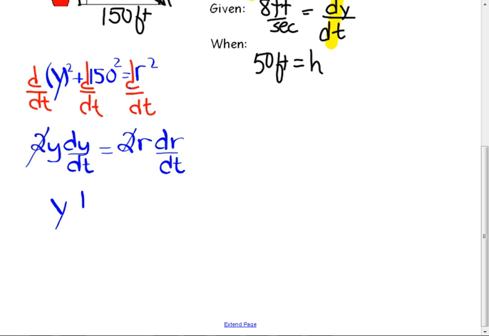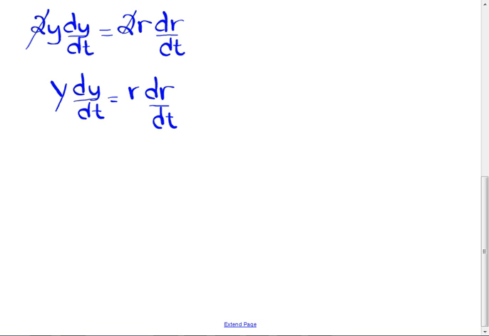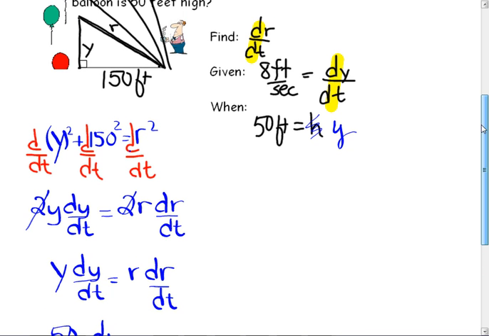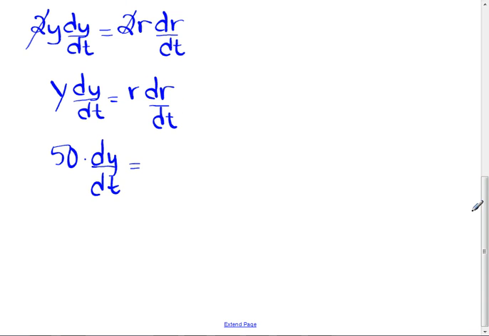But is our y the r? Well, yes, if you use the h, that's what it would be. Okay, I got to fill in what I know. Do I know y? Oh, I do. Oh, yeah, I called it h. I'm sorry, I should have called it y. So y is 50 feet, so that's 50. I don't know how fast this is going up. Do I know r? Oh, wait, I do know y. That's 8 feet per second, yeah. Almost. This is 8. And then it's r, which I don't know, but guess what I can find, times dr/dt.